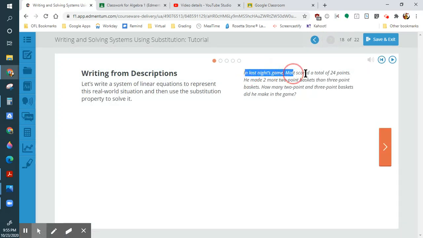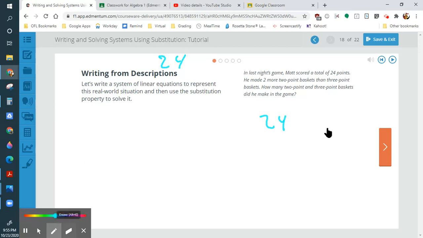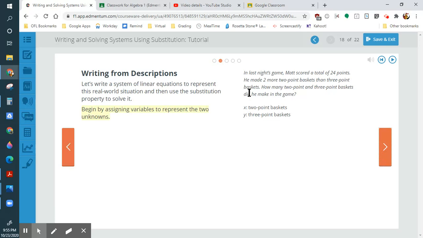All right, so in last night's game, Matt scored 24 points. So Matt scored 24 points, and let me write it up top here because I know they're going to fill it out. You know what? Let me just go through this and explain visually what's going on because I'm going to write all this stuff and they're going to end up writing it anyway. And so he scored it with 2 pointers, 2 more 2 pointers, and 3 pointers. So this guy scored a lot of 3 pointers because he only scored 2 more 2 pointers.